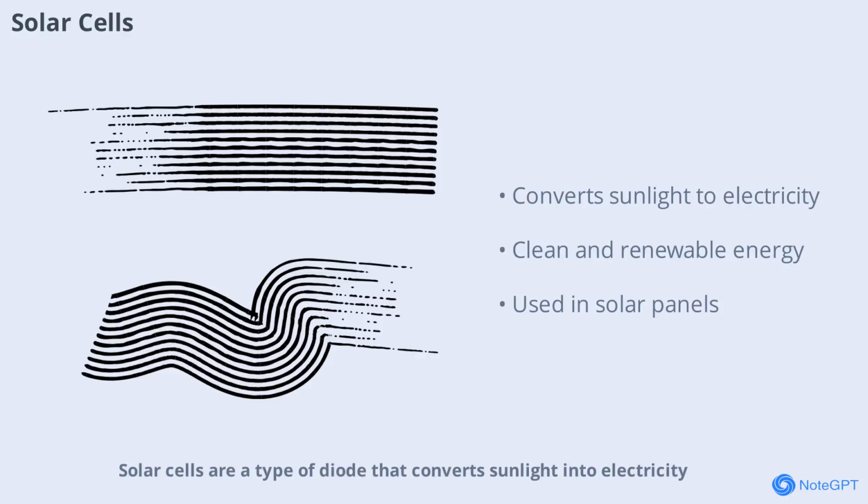Solar cells are a type of diode that converts sunlight into electricity. When light hits the cell, it generates a current, providing clean and renewable energy. Solar cells are used in everything from calculators to large solar power plants, helping to power our world sustainably.